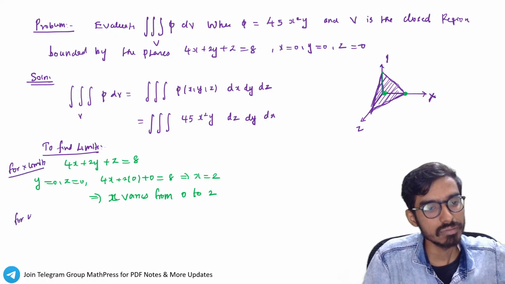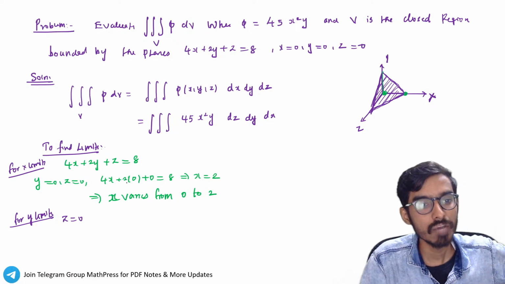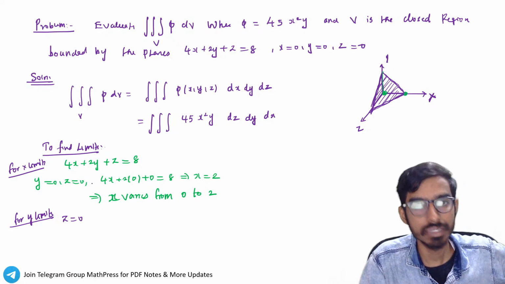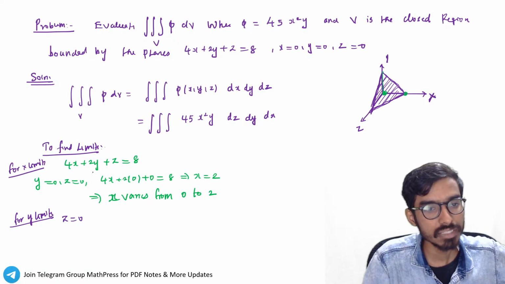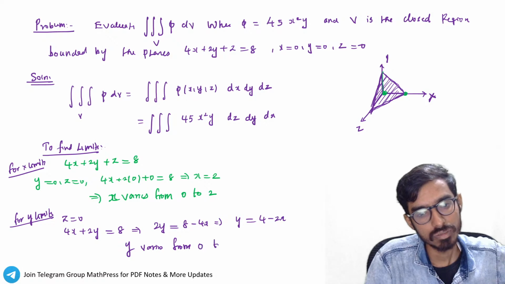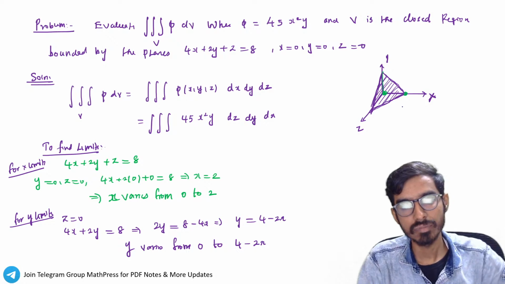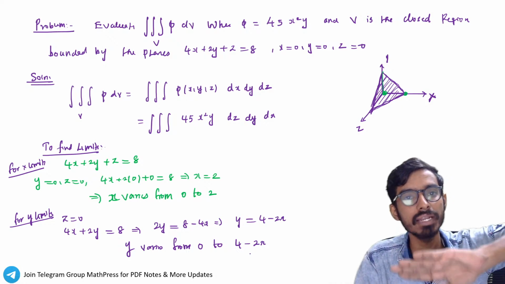Now for y limits, you put z is equal to 0, right? For x limits, we put y is 0, z is 0. Now for y limits, you put z is equal to 0. So we will have 4x plus 2y is equal to 8. That means 2y is equal to 8 minus 4x. That means y will be 4 minus 2x. That means y varies from 0 to 4 minus 2x, right? So from these limits, we can cover this y part.